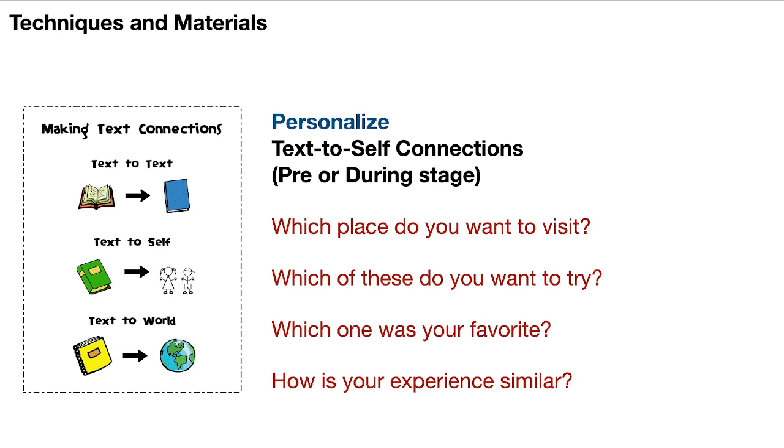Okay, another good thing is to personalize. This is text-to-self connections, which is one of the reading strategies we looked at earlier. There are different types of connections. We have text-to-text connections, comparing information in two texts. We have text-to-self connections, and then we also have text-to-world connections. So have a look at these questions. Which place do you want to visit? Which of these do you want to try? Which one was your favorite? How is your experience similar? These are all personalization questions. These are text to self, okay? So think about letting students use their opinions and ideas and experiences when it comes to the text.